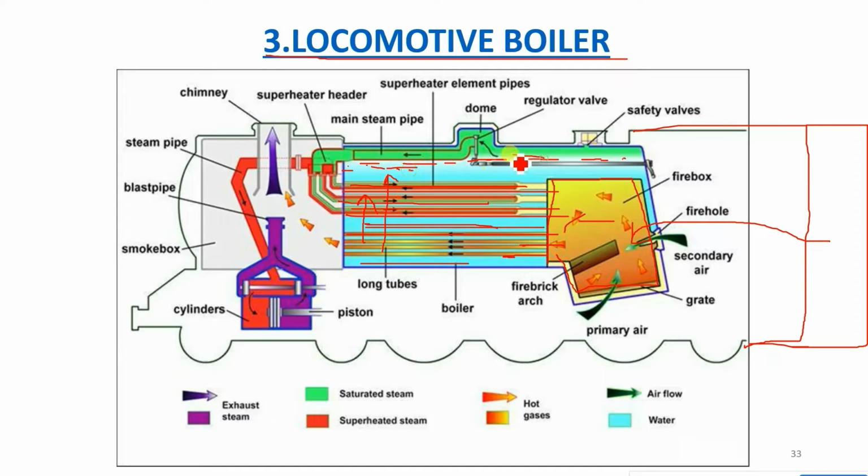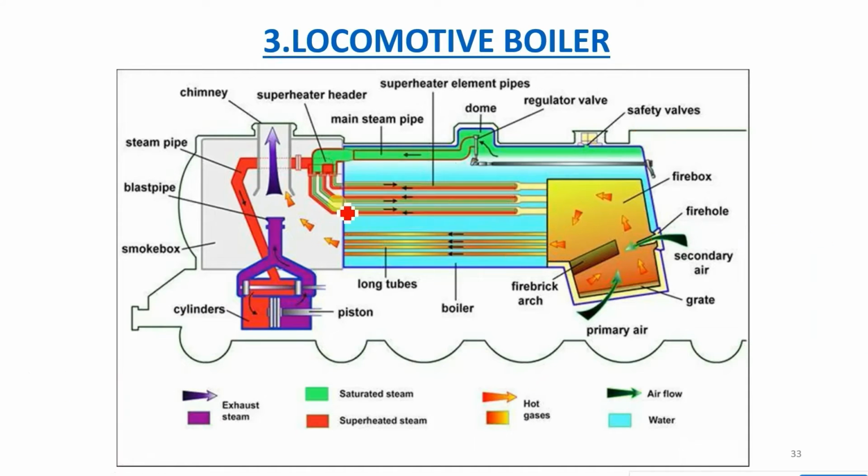Now, steam from this dome enters this pipe, the main steam pipe. Then from the main steam pipe it enters the superheater. Look here, superheater pipes are inserted inside the bigger fire tube. This is the first, this is the second, this is the third.